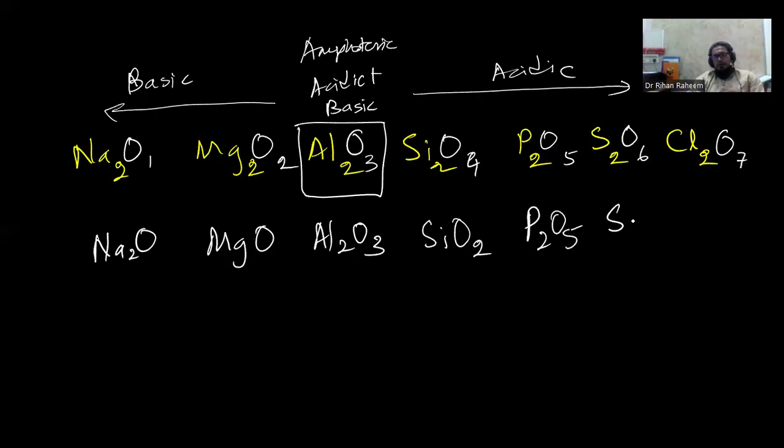S2O6, you can make it 2 and 3. 2 and 6 you can divide. No, 1 and 3. 1 you don't need to show. O will become 3. Cl2O7. Cl2O7, you can't cut anything. So this is the finalized one.